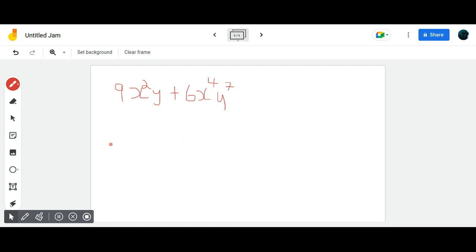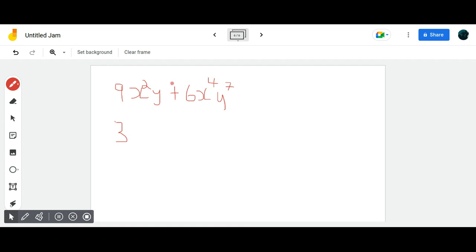It's basically the same principle. We have x and y common to both terms. Remember, we can't add them because the exponents of the variables are different. But we can identify the highest common factor in order to factorize. The factors of 9 are 1, 3, and 9. The factors of 6 are 1, 2, 3, and 6. We realize that 3 is common to both. So the highest common factor is 3, right?